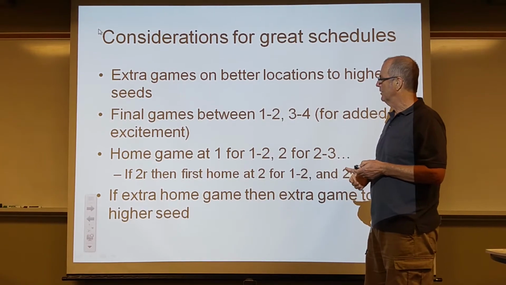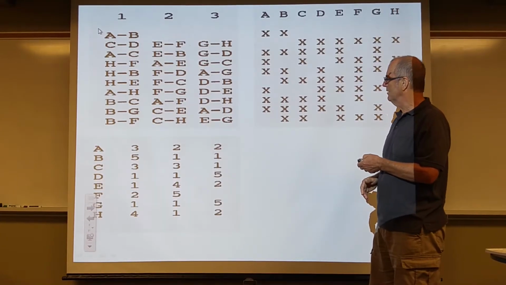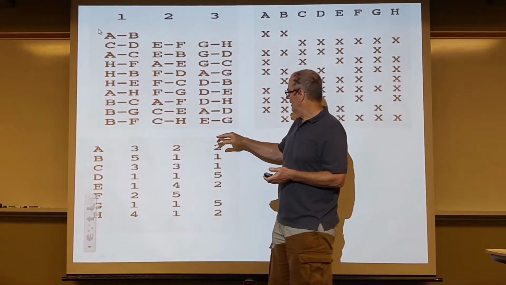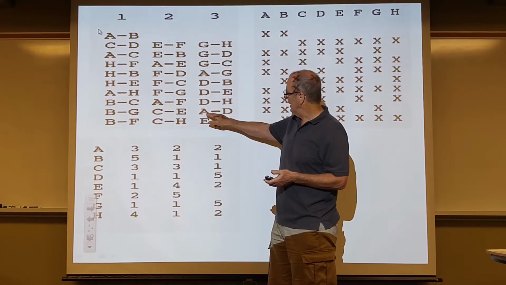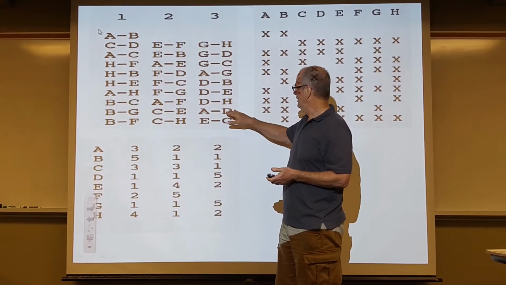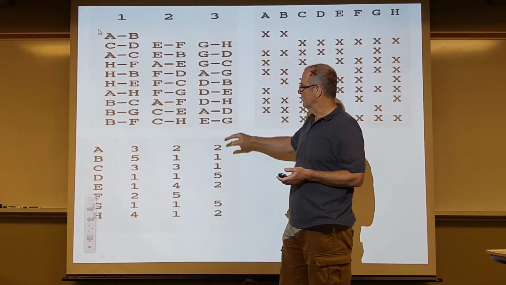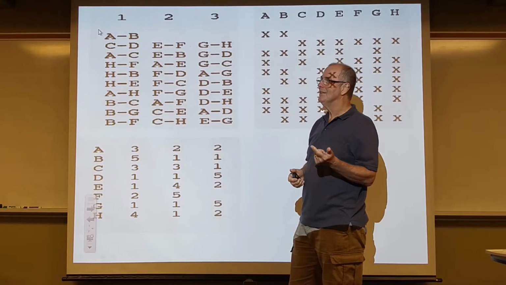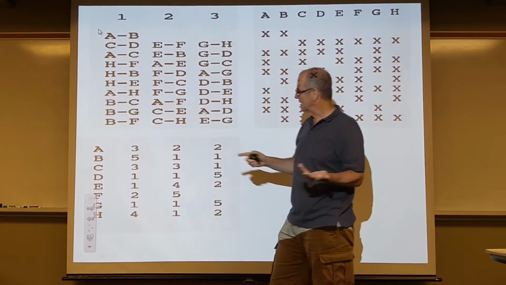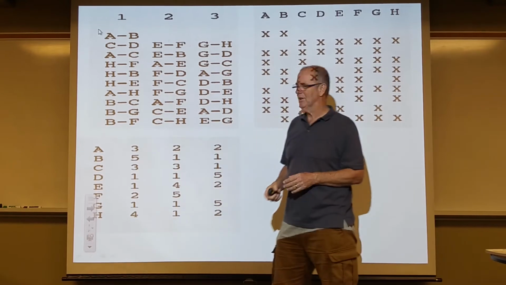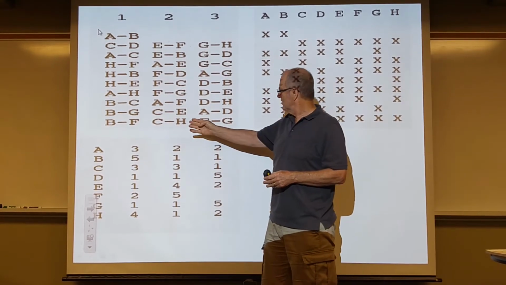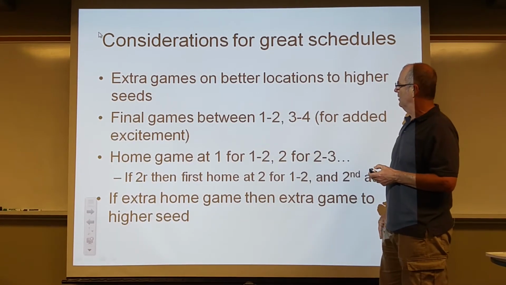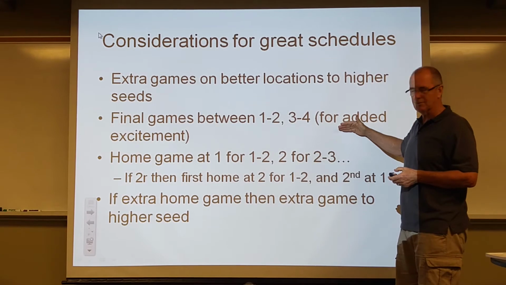So if we go back for a moment, let's assume that A is the best and B is next best. So A doesn't even play in the final game, and they play against the fourth seed, which is probably pretty reasonable. But this is the second seed, and they're playing the sixth seed, so second against sixth, probably not a real close game. C and H, probably not a real close game. E and G, probably not a close game. So we'd like to make that a little bit more exciting, so having the closer teams play each other.